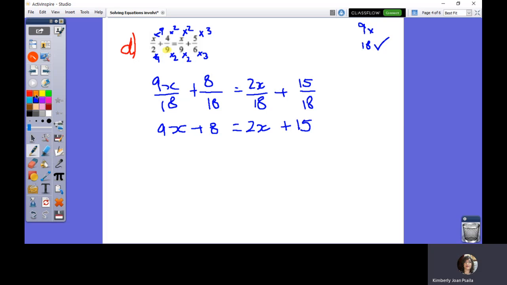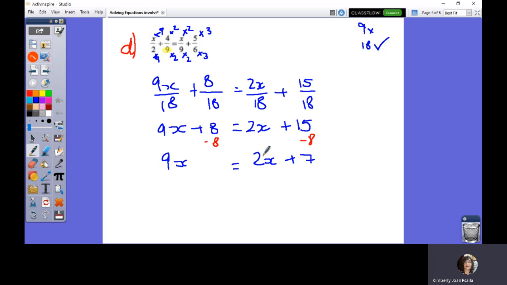So first let us get rid of this 8. So we have plus 8, to cancel it out we can subtract 8. And here on the right hand side we subtract 8 as well. So what's next? We are left with 9x. This becomes 0 is equal to 2x plus 15. Subtracting 8 gives us positive 7.